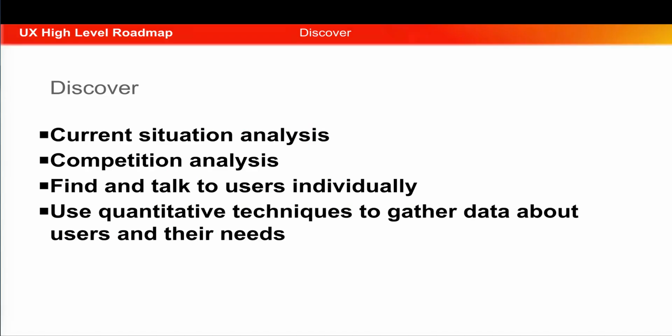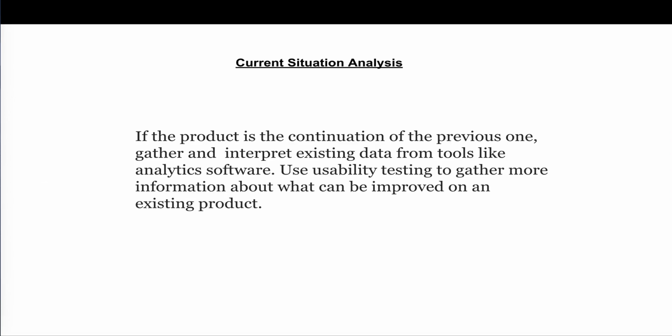First, we're going to start with discover. What we're going to learn about here is current situation analysis, competition analysis, how to find and talk to users individually, and how to use quantitative techniques to gather data about users and their needs. So we're going to go over this basic vocabulary, and get ready to type or write down this information because it's pretty important. First, we're going to start off with current situation analysis.